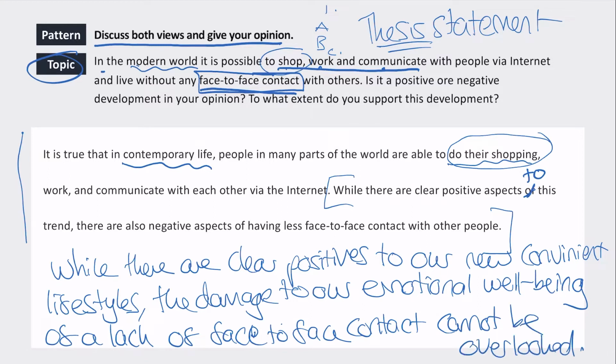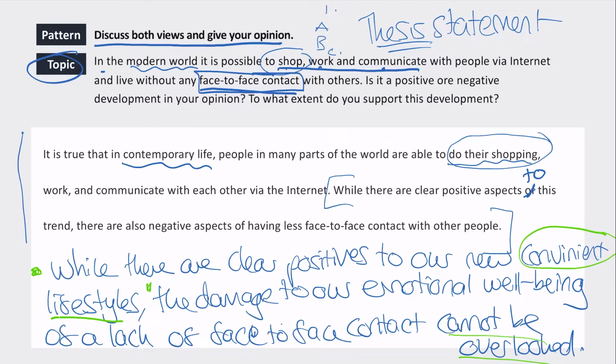Okay, so why is this a stronger sentence? Okay, so first off, you've given me the reason why you think that it's not a good idea to have less face-to-face contact. Okay, so you said while there are clear positives to our new convenient lifestyle, so the convenience is great. But then you said, actually, this is your opinion starting from here: the damage to our emotional well-being of a lack of face-to-face contact cannot be overlooked. Okay, so you can't ignore it. You can't overlook it.